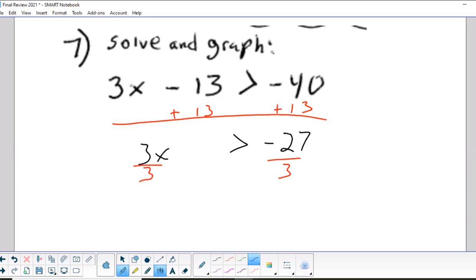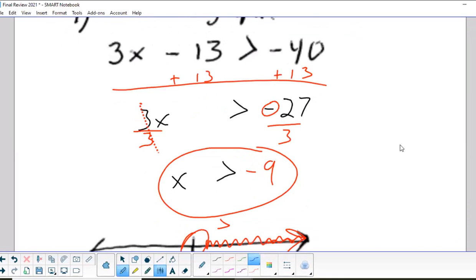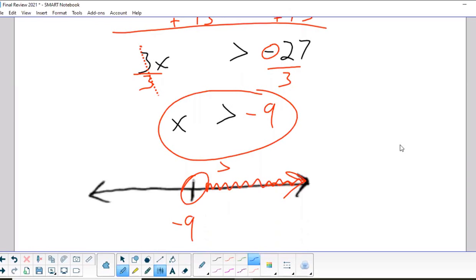Okay, now what would you do? Divide by 3, right? And 3 goes into 27 9 times. Is it negative or positive? There's one negative, so that means negative. All right, so now you just graph it, put a negative 9 down there. Is it open or closed? Open, because there's no equals. Negative 9 is not more than negative 9. So it should look something like that, right?